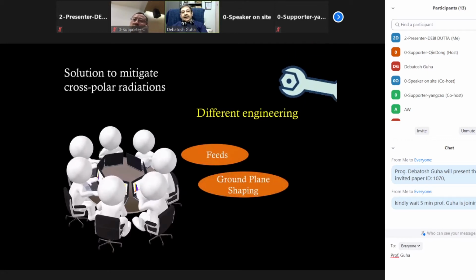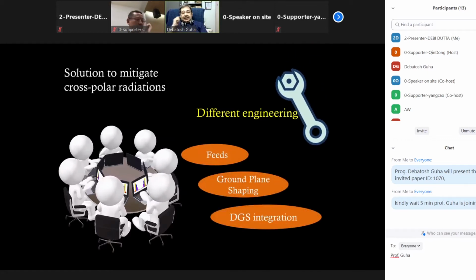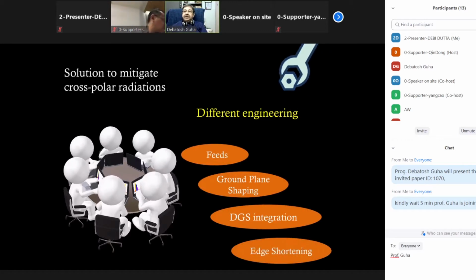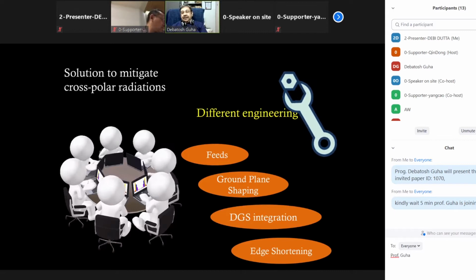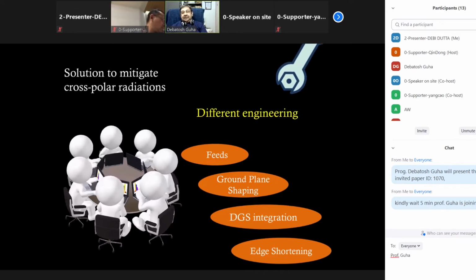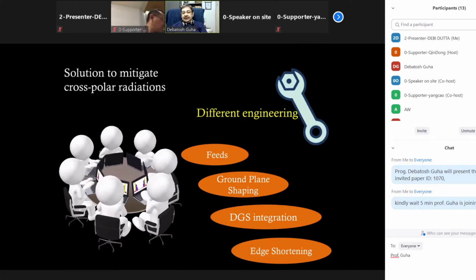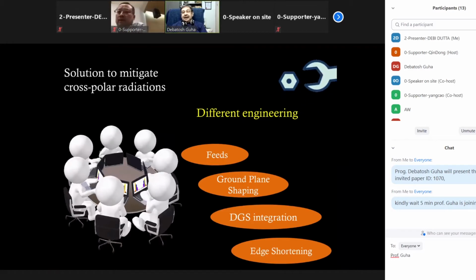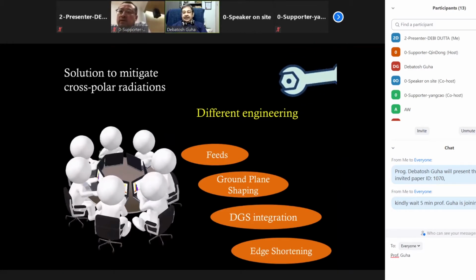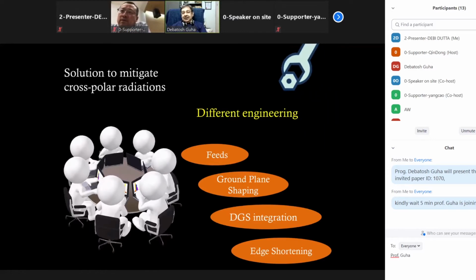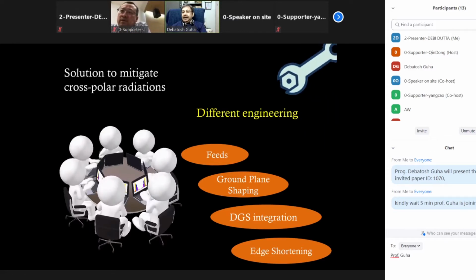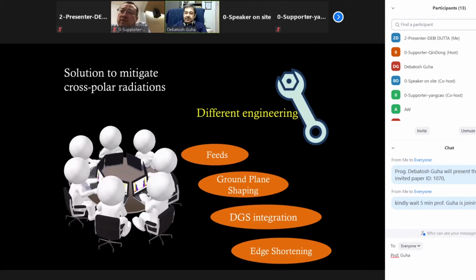The engineering, if you look at, they're in different categories. One is feeds, ground plane shaping, effective ground structure integration technique, some perturbation in the cavity by edge shortening. So you can categorize the techniques basically in four.